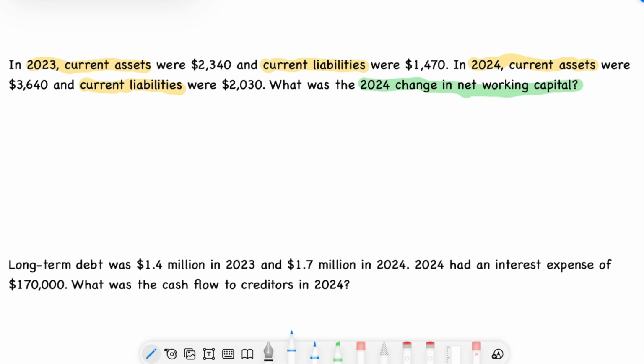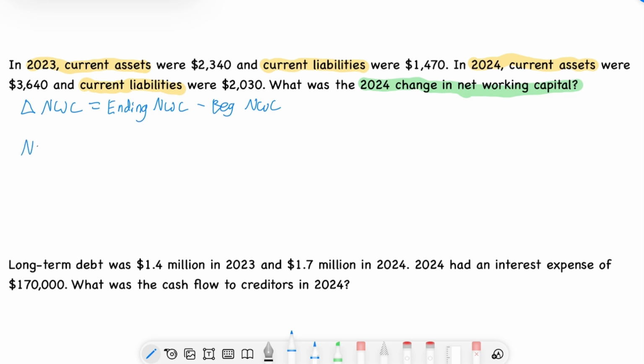The change in net working capital is going to be our ending net working capital minus our beginning net working capital. So let's just write this out. Sometimes you'll see a little triangle, sometimes called a delta. That's going to represent the change in net working capital. It's going to be ending net working capital minus beginning net working capital. The ending net working capital is going to be our 2024, and the beginning is going to be our 2023. So let's look at that.